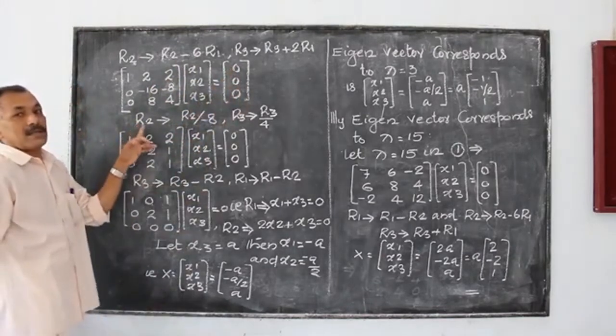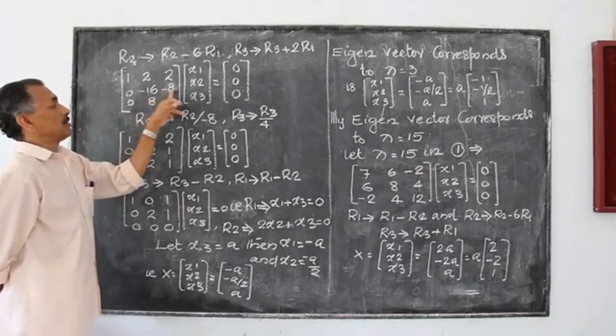Next, consider the transformation R2 changes to R2 divided by minus 8, and R3 changes to R3 divided by 4. Now in this matrix, the first row is 1, 2, 2, the second row has coefficients 0, 1, and so on. Then R3 changes to R3 minus R2, and R1 changes to R1 minus R2.